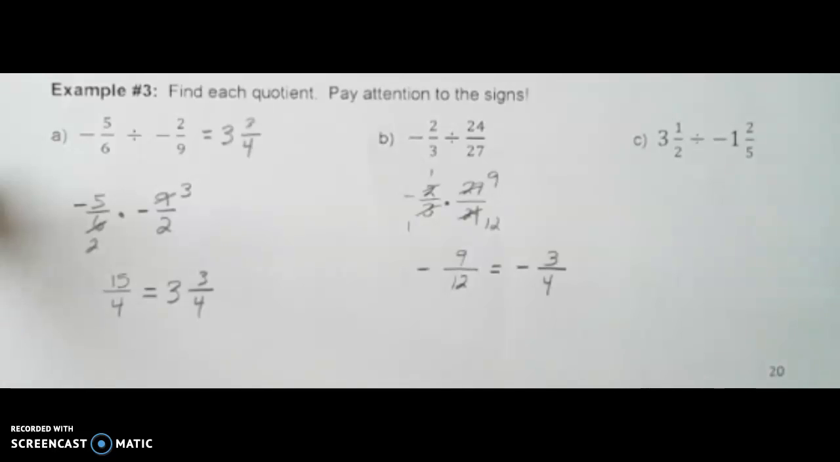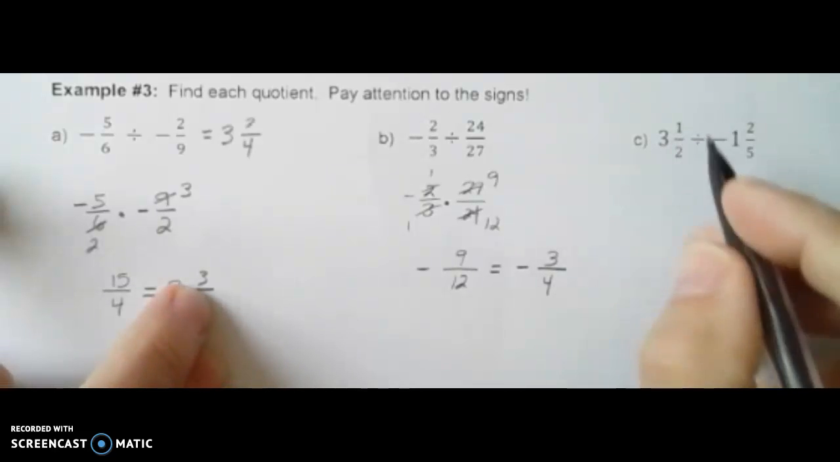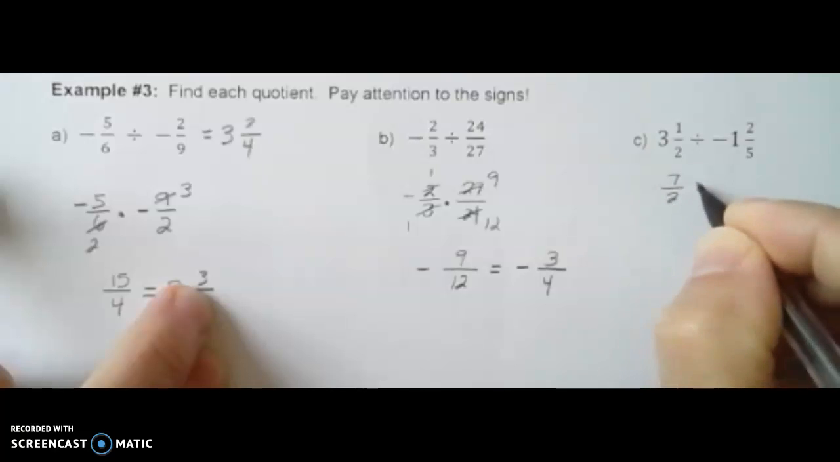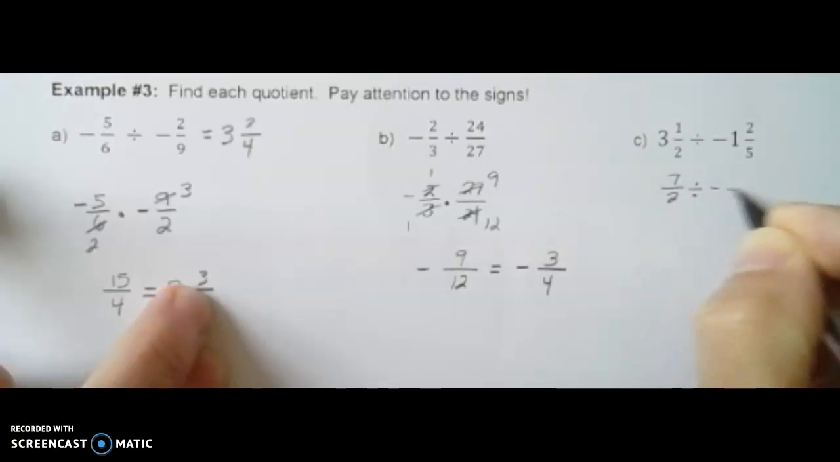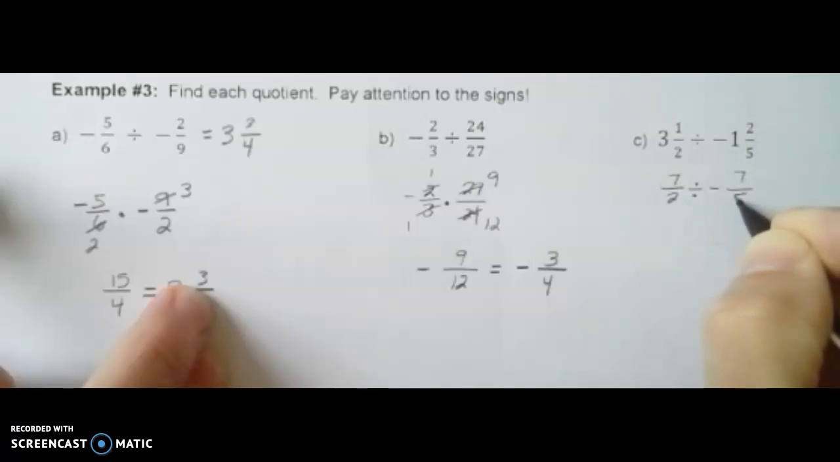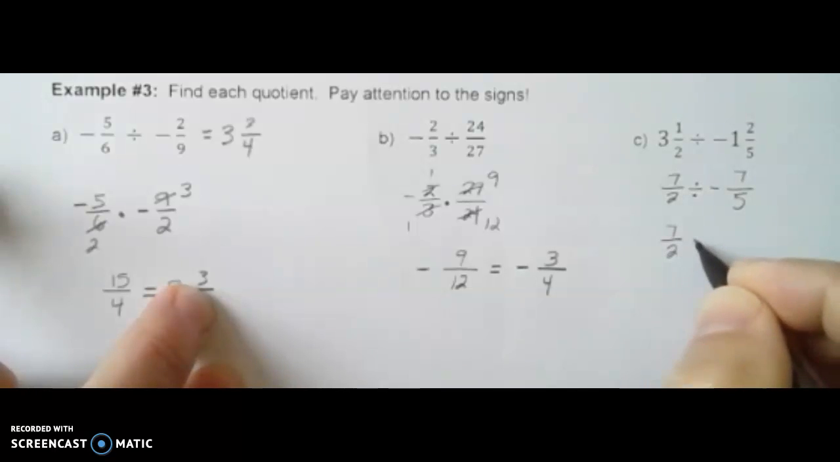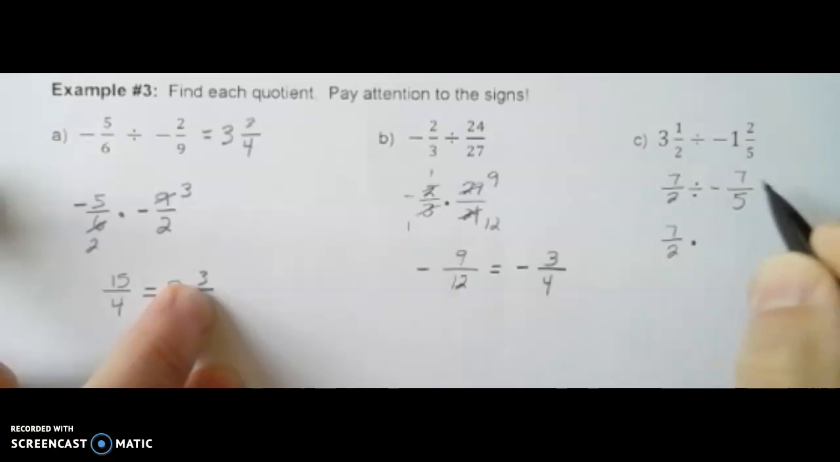In example C, I've got some mixed numbers. 3 1/2 divided by -1 2/5. I'm going to first make them fractions. 2 times 3 is 6. 6 plus 1 is 7, so this is 7/2 divided by negative. 5 times 1 is 5. And then plus 2 is 7, so this is -7/5. Now let's multiply by the reciprocal. I'll keep 7/2 times the reciprocal of -7/5, which is -5/7.